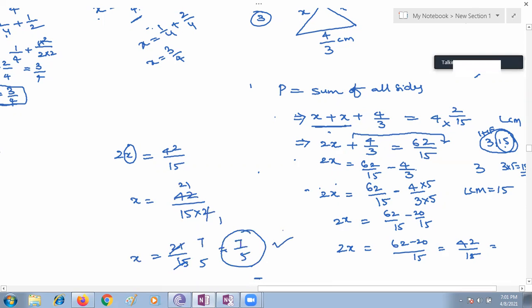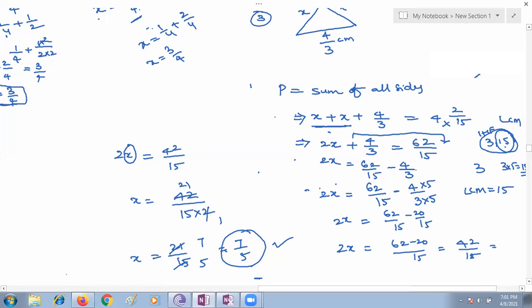So once we have the value of x, what is the side of the equilateral triangle? Ma'am, all the sides are equal. No, here I'm asking about the isosceles triangle, right? What is the side of the isosceles triangle? It is 7 by 5 centimeters. Yes, 7 by 5. Any doubt in this?